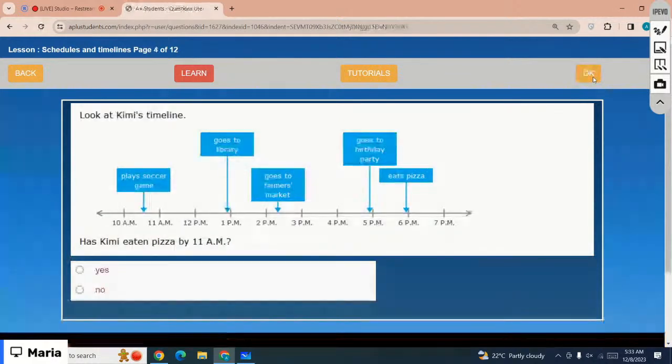Okay, look at this timeline. Look at Kimi's timeline. Has Kimi eaten pizza by 11 a.m.? Yes or no? No. Here is 11 a.m. By 11 a.m. has he eaten pizza? No, the correct option is no.